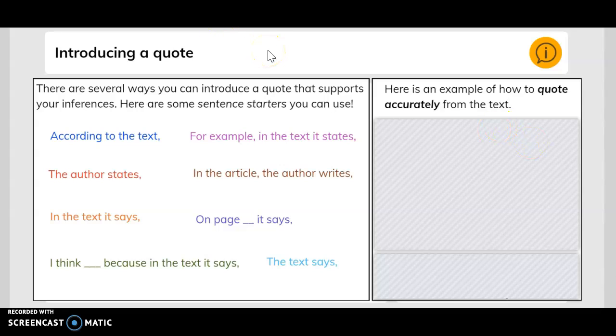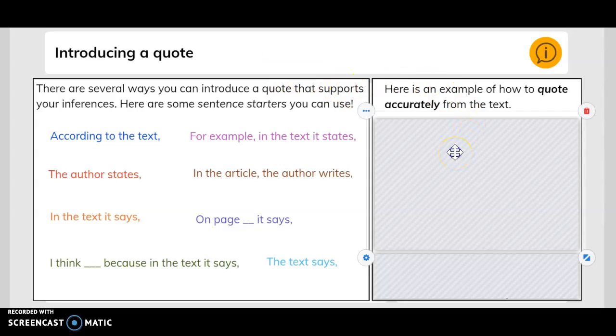There are several ways you can introduce a quote that supports your inferences. Here are some sentence starters you can use. According to the text, for example, in the text it states, the author states, in the article the author writes, in the text it says, on page it says, I think, because in the text it says, the text says. So these are just some ways that you can start off your sentences.